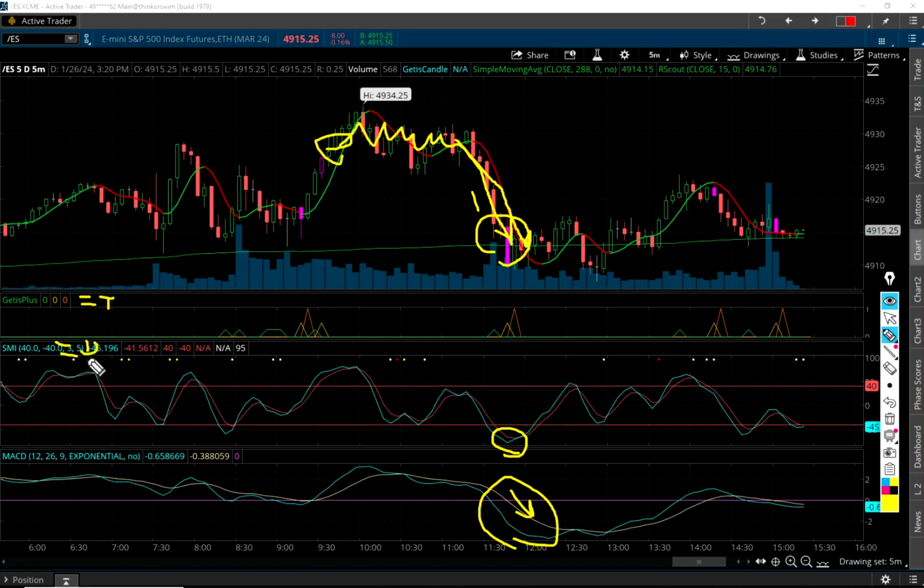Okay? So when the GetisPlus Indicator gives you the timing, and you look at the SMI for direction, make sure you pay attention to the MACD as well for direction, and you need to be looking at the 15-minute and the 1-hour chart, because they're going to help you. Right? On the 1-hour chart at this time, what time is it? This was about between 9:30 and 10 o'clock.